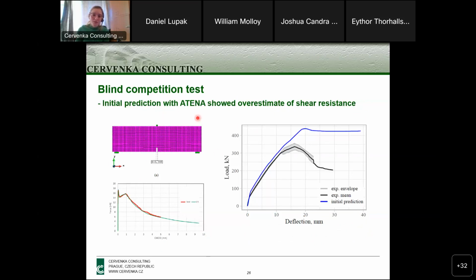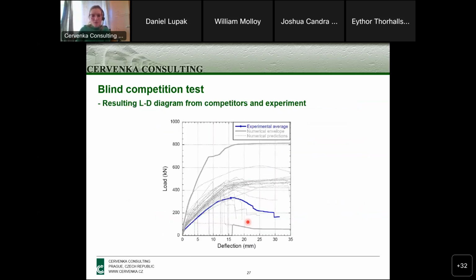But even though the material model was fitted very well, you can see that the response for the whole structure and the prediction from our company was an overestimate of the actual experiment. So this paper is still in the review process. It was not published yet, but hopefully it will be published soon. So you can have a closer look at this, because it's very interesting.